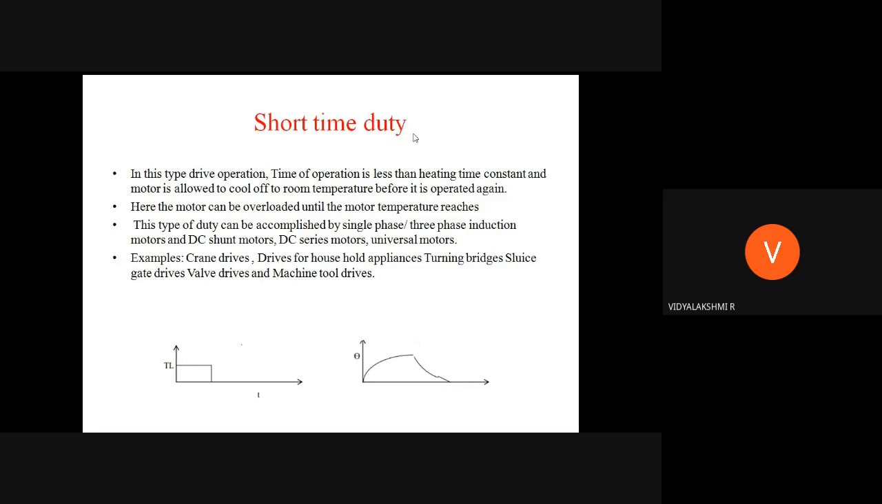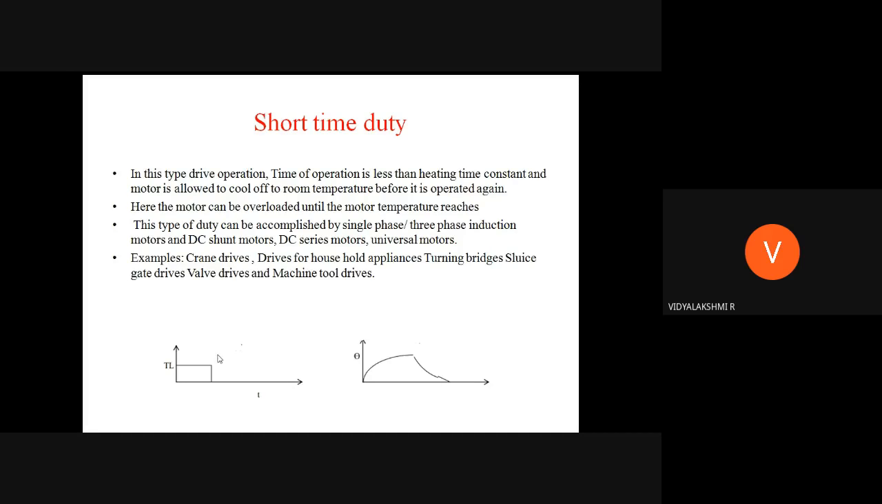So what will happen to the temperature? When it starts, my temperature keeps varying, and once it's switched off, it comes to the cooling curve. While running, it increases, and while coming to rest, my temperature reduces. So this is the temperature graph. This is my short time duty.